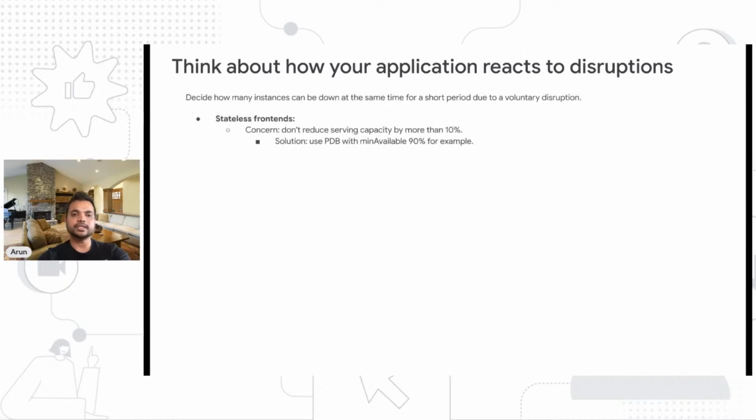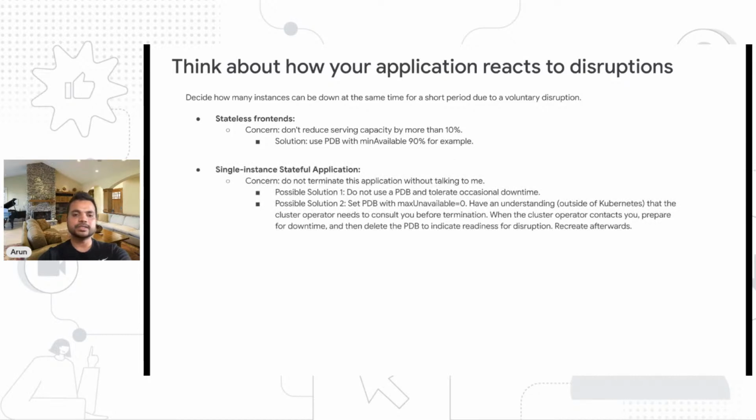So let's say you are stateless. The most convenient workload which we can upgrade is the stateless one, because as the name says, we do not have to maintain any sort of state, any sort of session for that matter. So this is the simpler one. If you don't have to reduce the serving capacity by more than 10%, then you can use minimum available 90%. For a single instance stateful application, the recommendation is do not use PDB, or tolerate a few downtime. If it's not possible for you, then set the PDB to maximum unavailable 0.